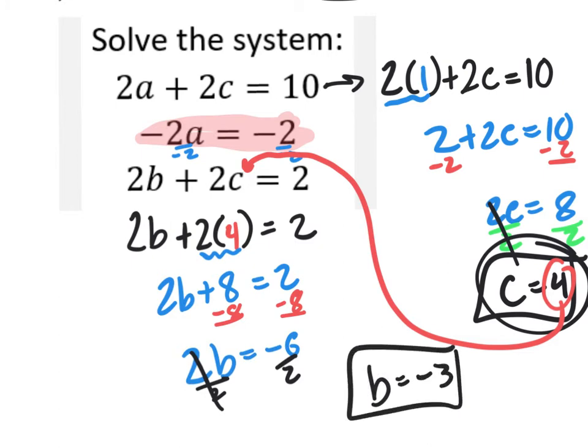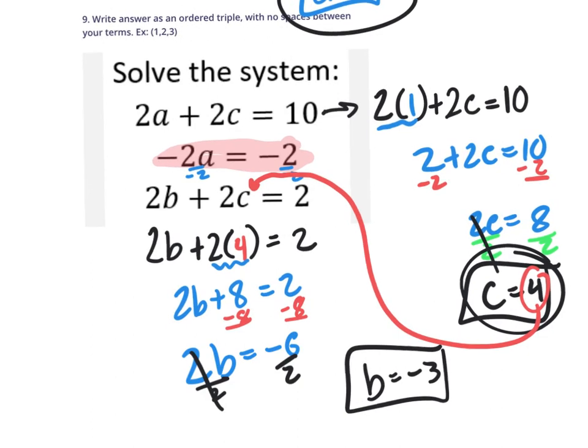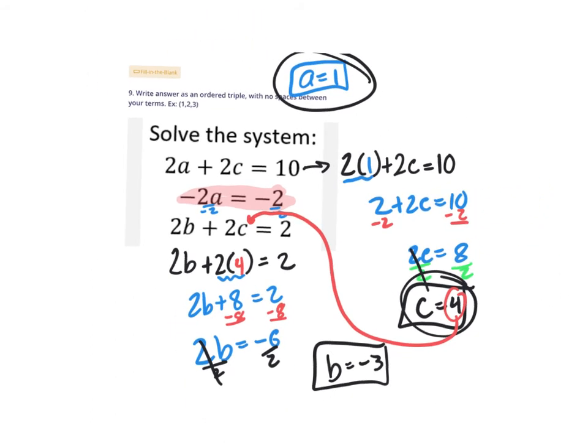So our 3 answers are A is 1, B is negative 3, C is 4. And on this practice test, you will have to type it in as an ordered triple with no spaces between your terms. So it would look like that, okay?